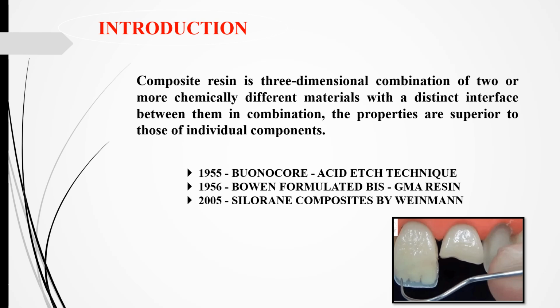Coming on to the introduction, composite resin is a three-dimensional combination of two or more chemically different materials with a distinct interface between them. In combination, the properties are superior to those of the individual components. In 1955, Buonocore introduced the acid etch technique. In 1956, Bowen formulated BisGMA resin. In 2005, silver composites were discovered by Weinmann.